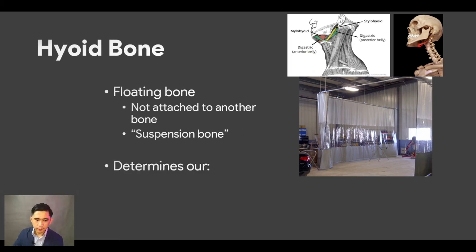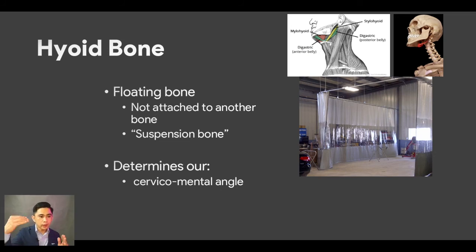So the hyoid bone not only supports the suprahyoid muscles and the infrahyoid muscles, but it also determines our cervical-mental angle. Cervical means neck, mental is below the chin. So this is the mental, and this is the neck. So we will have an angle.